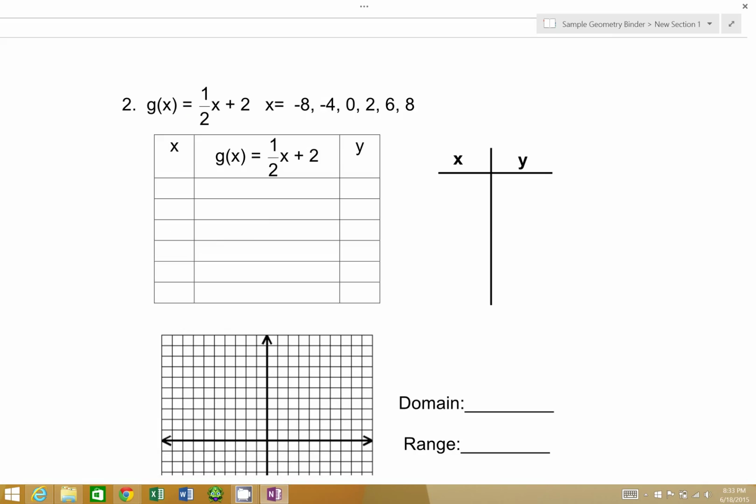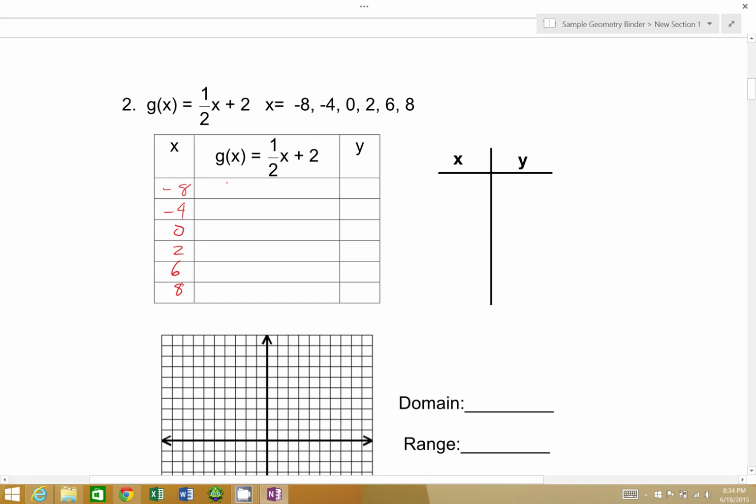We're going to do this again. Now we have g of x equals 1/2 x plus 2. My x values are -8, -4, 0, 2, 6, and 8. What I'd like you to do is, teacher, please pause the recording and give them a chance to solve out for y on their own. Give them a few moments. Once you're ready, press play.